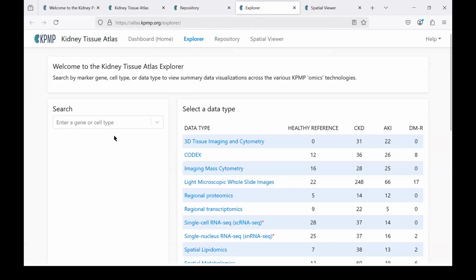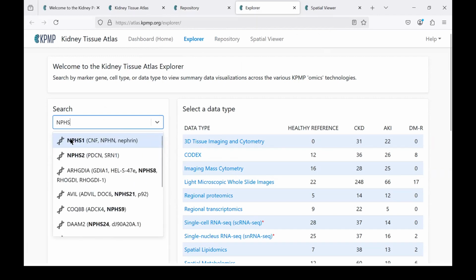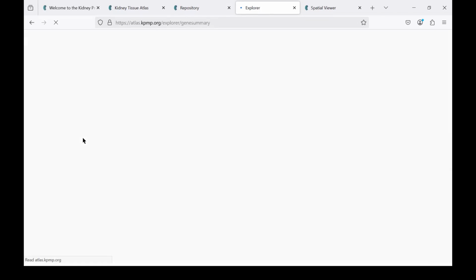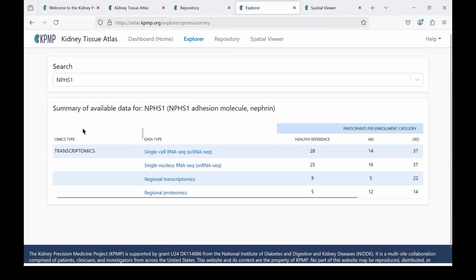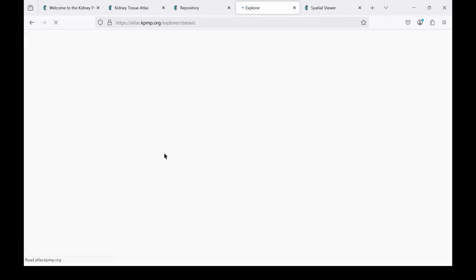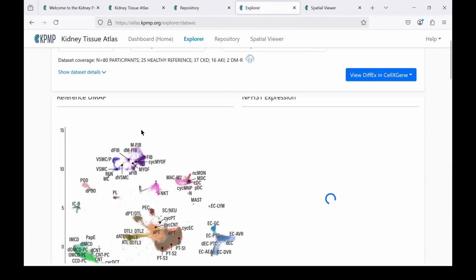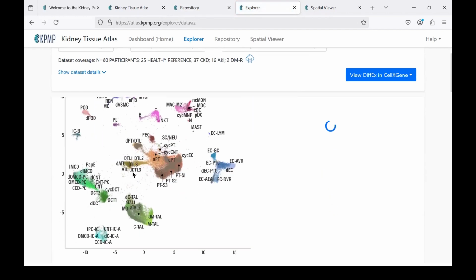This is the Explorer. This allows for a more quick test. So you can, for instance, look for NPHS2 or NPHS1, which encodes nephrin. And then you can see what are the technologies where this was identified. So you can look, for instance, at the single nucleus data set. And then you can see the UMAP. So here's the UMAP of the single nucleus.